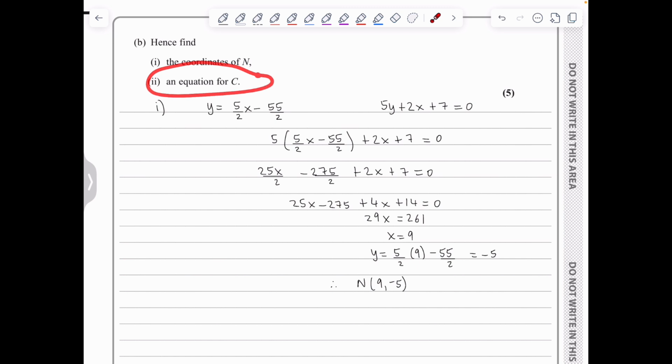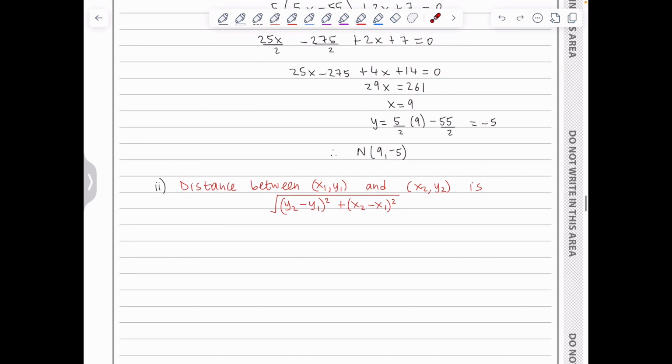In part II, I need to find an equation for C, and to do that I need to start by finding the radius. So we know that the distance between the points x1, y1 and x2, y2 is given by this formula here. We have already seen on the diagram that X has coordinates 4, negative 3. So the radius is simply the distance between X and N. So I will substitute in the given formula here. So it's the square root of (negative 3 minus negative 5) squared plus (4 minus 9) squared. So this gives an answer of root 29.